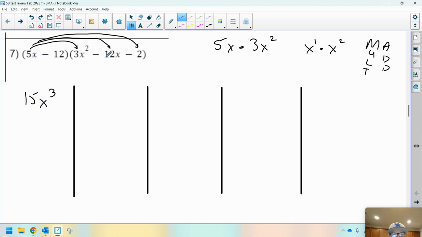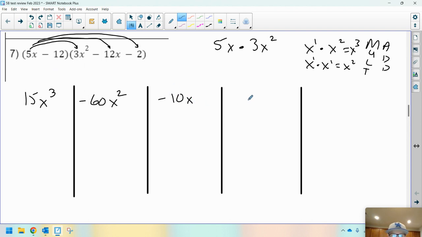Next, 5x times negative 12x. Well, 5 times negative 12 is negative 60. X times x, it's 1 and 1, which equals x to the second. So this is negative 60x to the second power, or x squared. Next, we have 5x times negative 2. 5 times negative 2, negative 10 with an x.